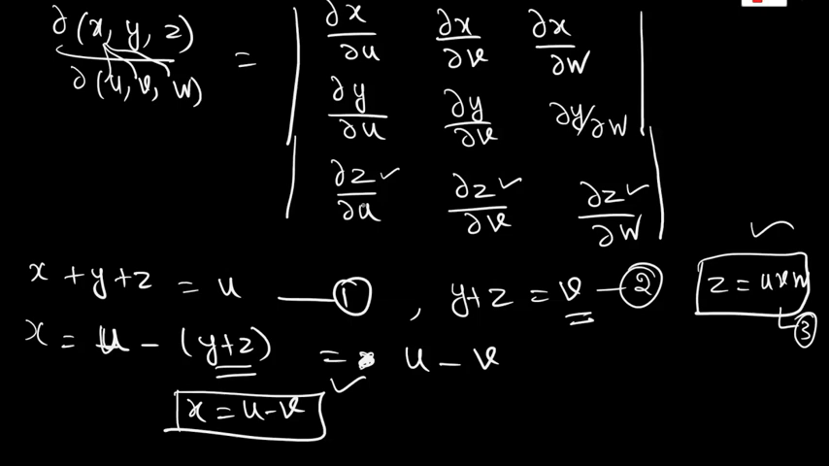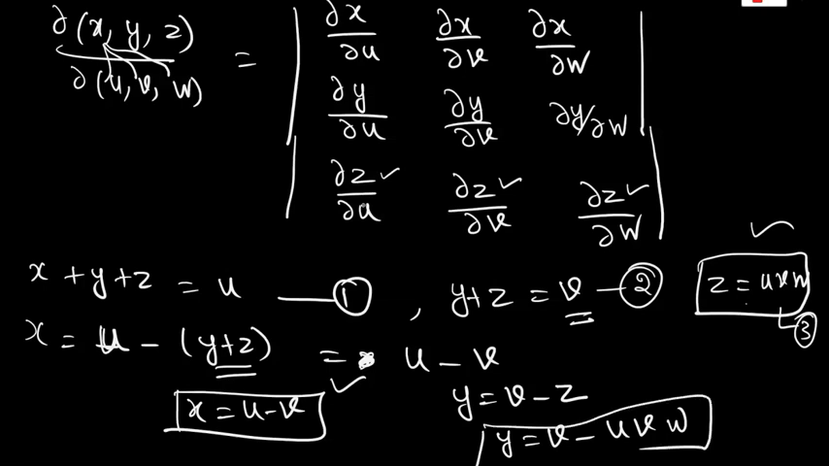Now second thing, I have to write y in terms of the other two. So what is y? V minus z. What is z? Uvw, right? Y is equal to v minus uvw. So you can take v common and write this y in terms of the other, or you can keep that as it is. Now all the values are ready for calculation. Now I can directly use this determinant, x in terms of u, x in terms of v, x in terms of w. Let me write that.